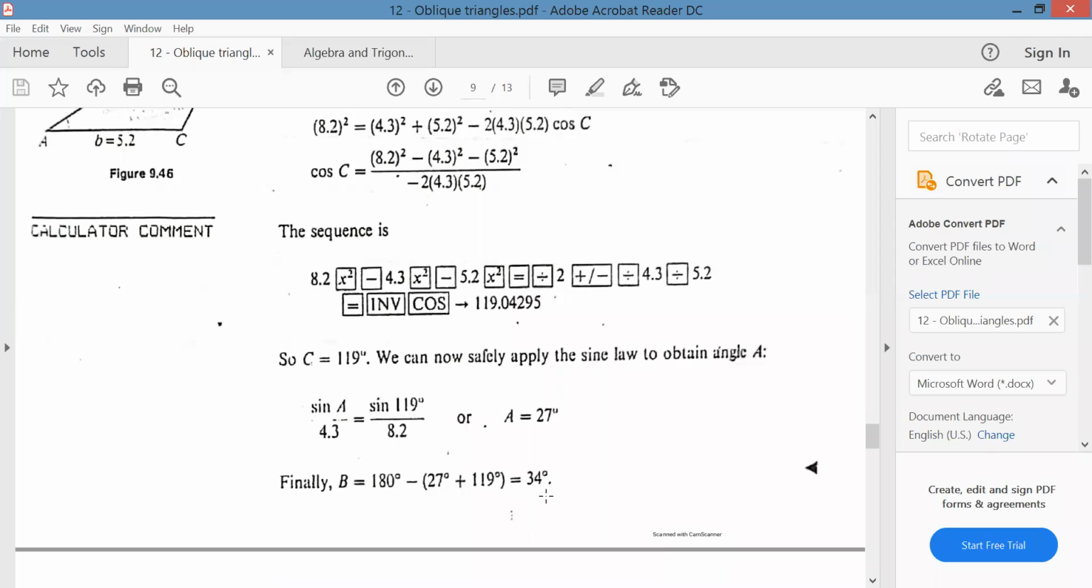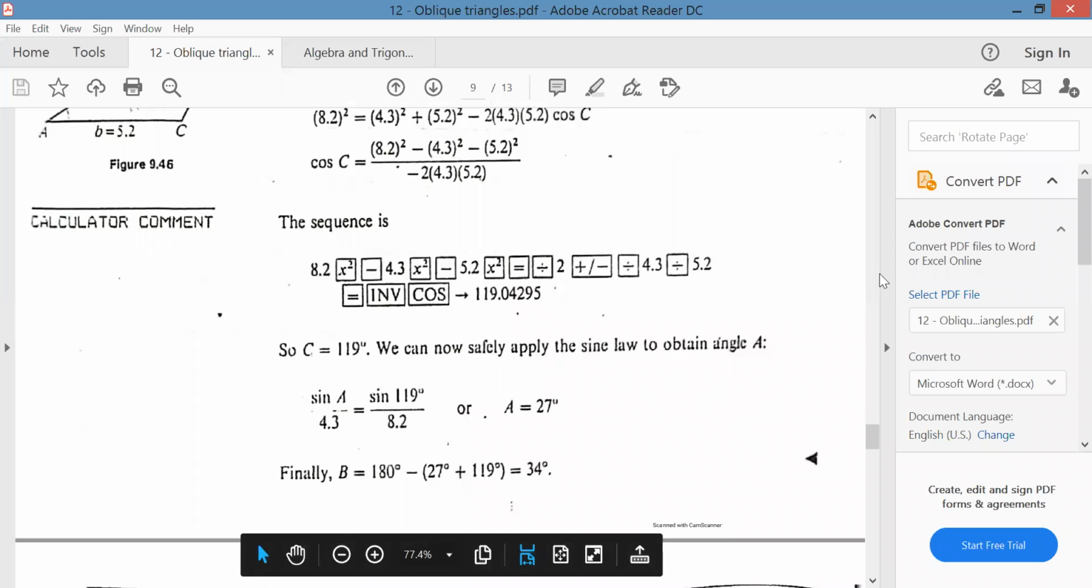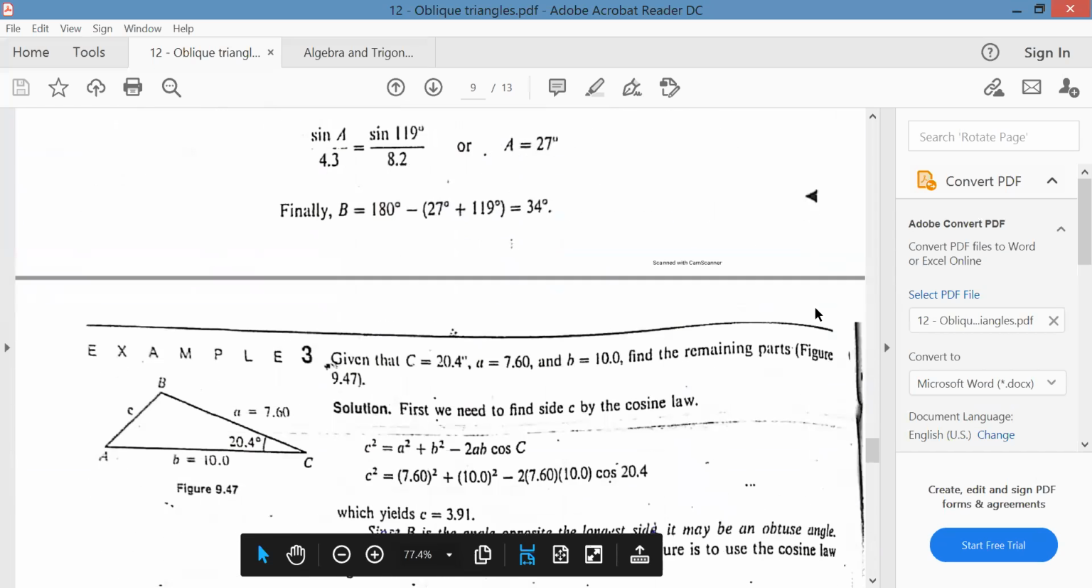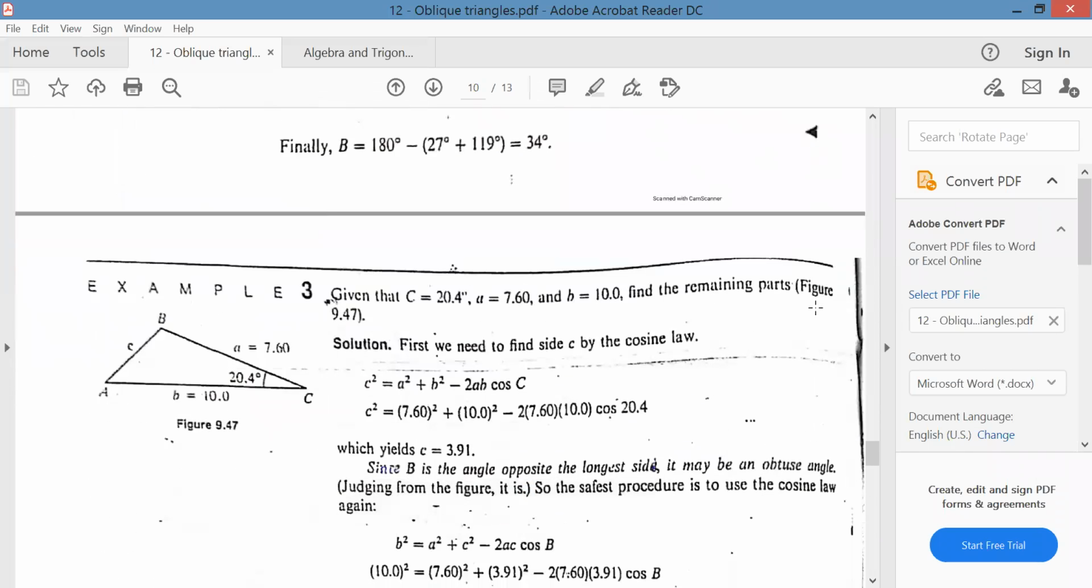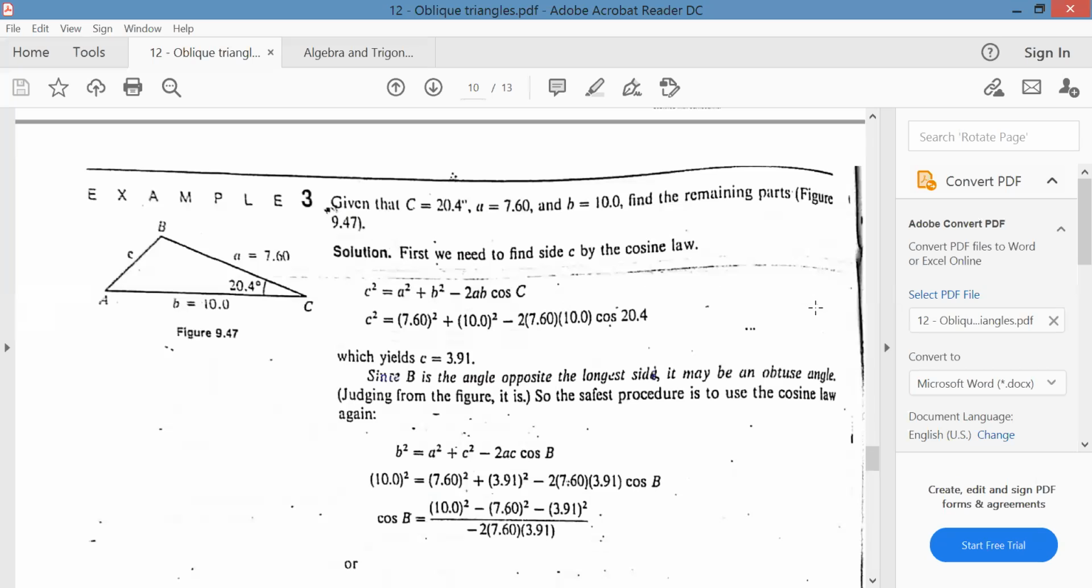Okay, I'm taking another example. In this case, all the three sides were given. Okay, let me proceed. Now, in another example, given angle C is 20.4 degrees and two of the sides are given. Find the remaining parts. Of course, you need two angles. C is given, so angle B and angle A you need to find, and side c is also unknown. You will be finding these three pieces of information.